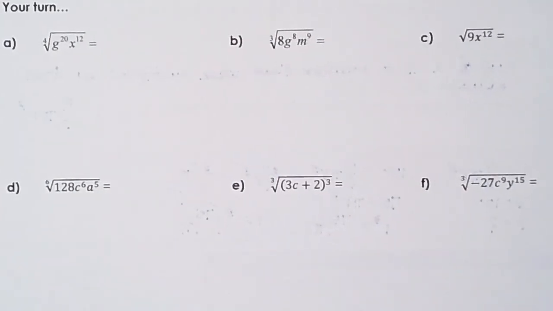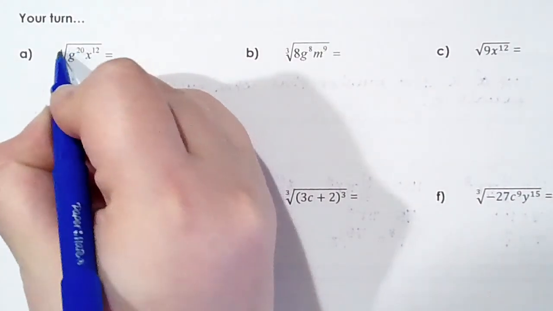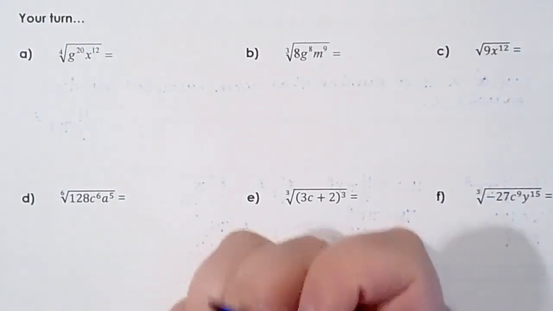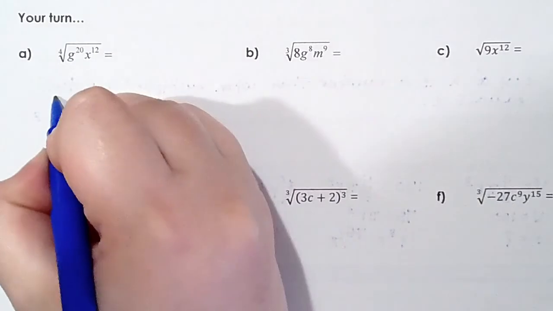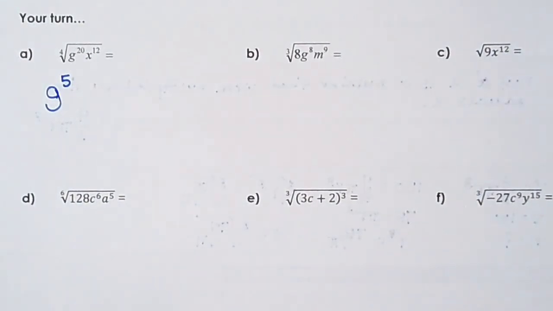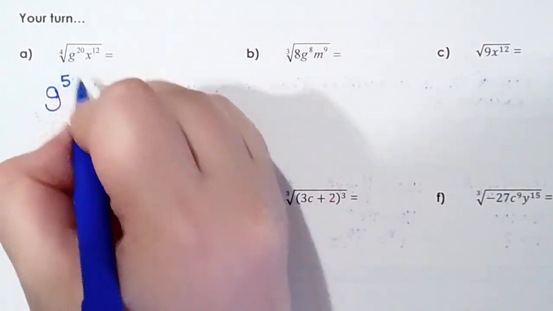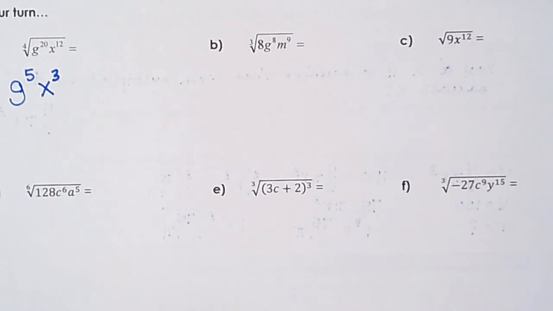So with this first one, I'm still going to use that shortcut I found before. Dividing the exponents gives me whatever goes to the outside. So g to the 20th, the fourth root of that is g to the 5th, because I can just divide the exponents. Same thing with x to the 12th, divided by that 4, I get x to the 3rd. You can check me with the x method if you prefer. Not a real challenging one there. Let's go over to b.